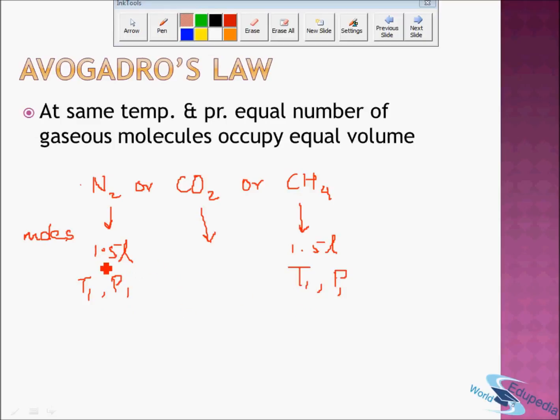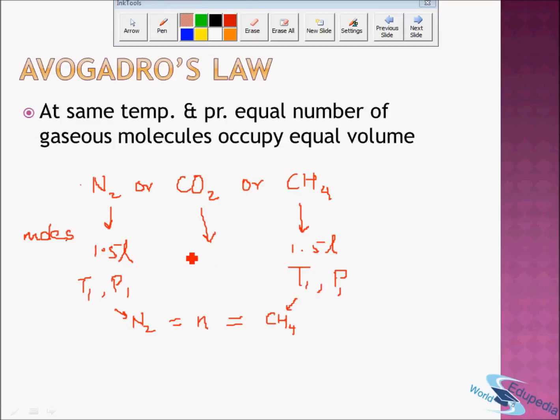So this data, 1.5 liter and 1.5 liter, can be used to say that the moles of molecules of N2 and that of CH4 are same. The moles of molecules of N2 and that of CH4 are same because they have both occupied same volume at a given temperature and pressure.